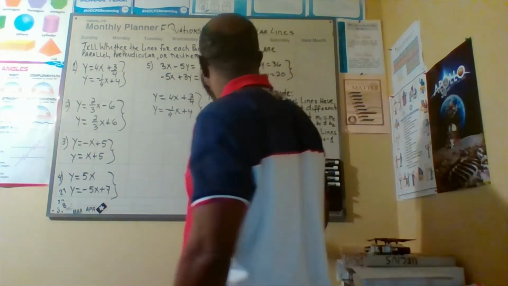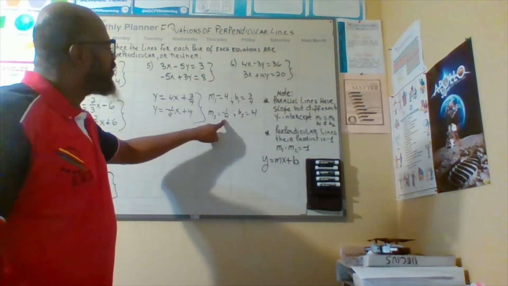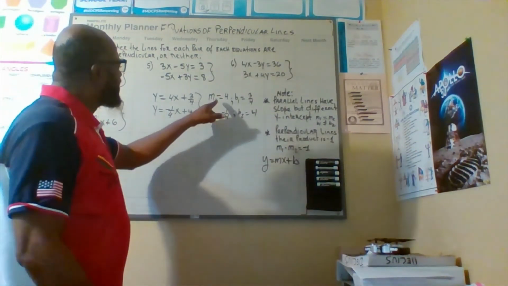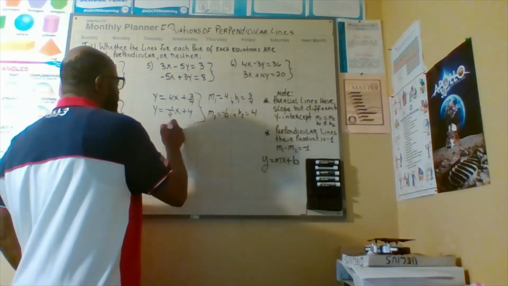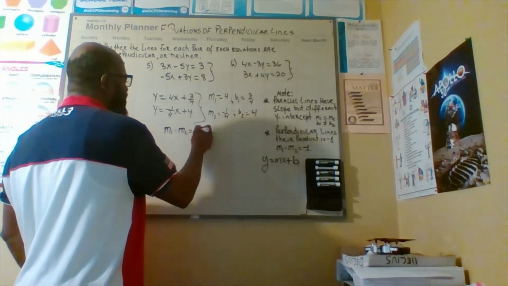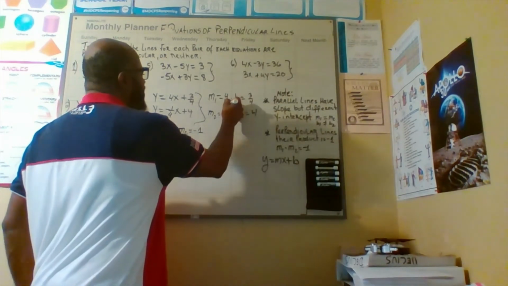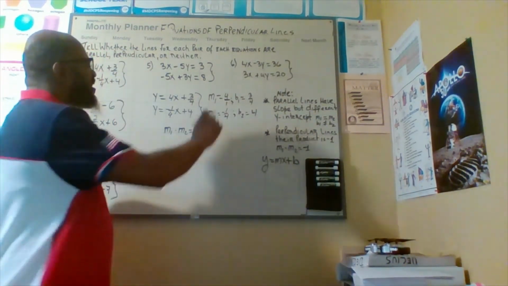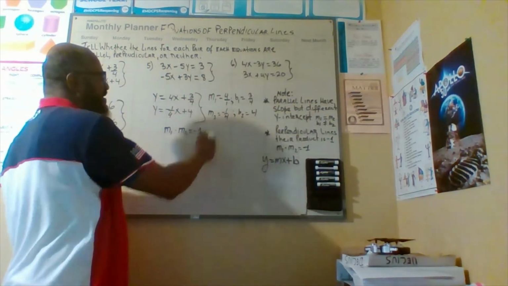Are they the same? No, they're not the same. This is 4, this is -1/4. In this case, they're not parallel. So if we take m1 times m2, if it's equal to -1, then they are perpendicular. Some of you will see that because obviously they are opposite reciprocals. So that's one way to determine if two slopes are perpendicular. If you take 4/1 and flip it, that will give you -1/4.